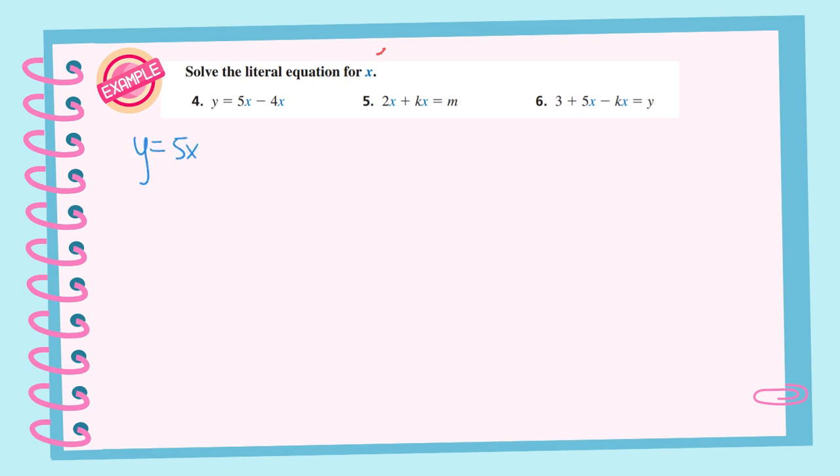If I have y equals 5x minus 4x, what do I do first? Do I combine the like terms? What is 5x minus 4x? Just x, right? Is that your answer? Did I solve for x? Yes.